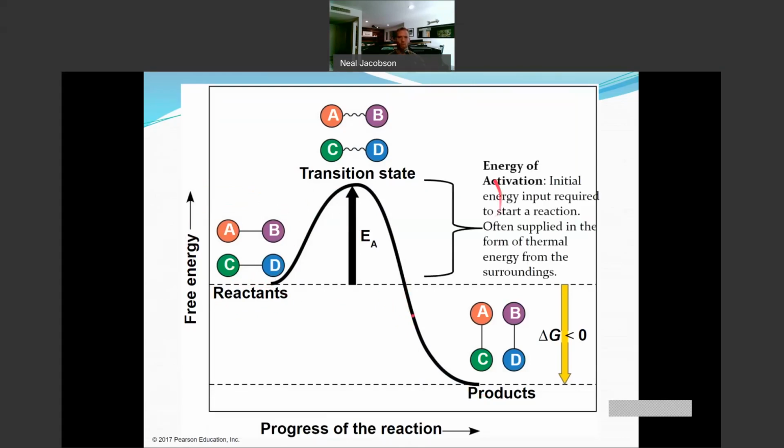All right. What we call this hump, this energy hump, is the energy of activation, or sometimes we'll draw it as E with a sub A next to it. Often this energy comes in the form of thermal energy from the surroundings, meaning it'll absorb energy like heat from its surroundings. For example, firewood absorbs the heat from the match, and then it's able to combust itself into carbon dioxide and water.